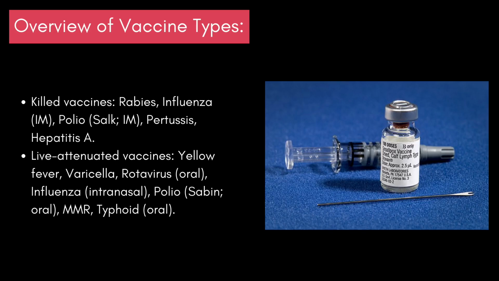Today, I'd like to open up the presentation by covering an overview of vaccines. Killed vaccines are used to treat rabies, influenza IM, polio Salk IM, pertussis, hepatitis A. Live attenuated vaccines are used to treat yellow fever, varicella, rotavirus oral, influenza intranasal, polio Sabin oral, MMR, typhoid oral. All right, moving on.